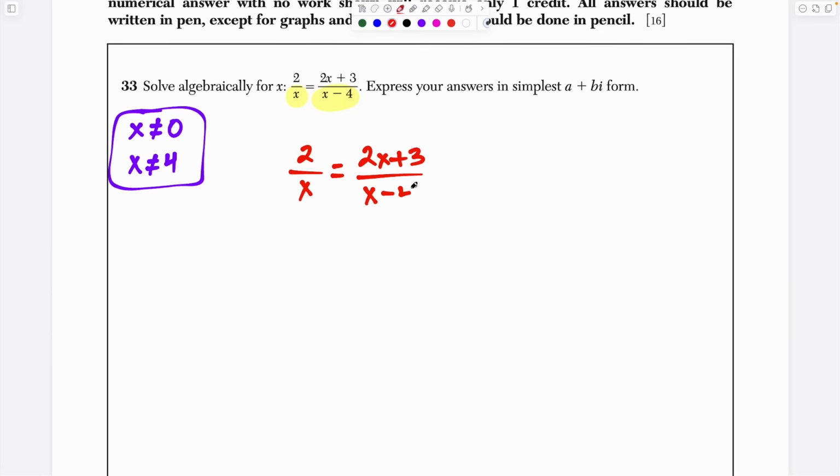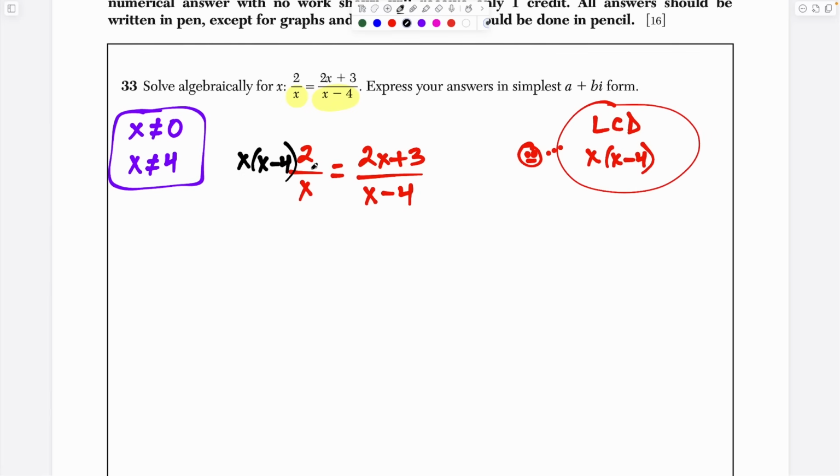x minus 4. For an equation like this, one of the biggest concepts you need is least common denominators. The least common denominator between x and x minus 4 is x times x minus 4. I personally like to multiply both sides by the least common denominator. But first, once again, I point out which x values are not possible. So I'm going to multiply the left side by x times x minus 4, and the right side by x times x minus 4.